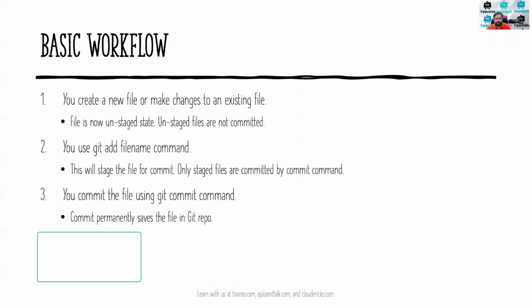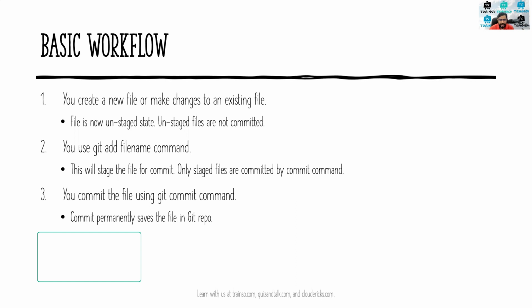This modified file or created file is now in an unstaged state. So these states are important. When a file is unstaged and you say commit, it will not be committed. Only staged files are committed to Git. So whenever you are ready to commit a file, you can say that, okay, now stage this file. How will you stage the file?